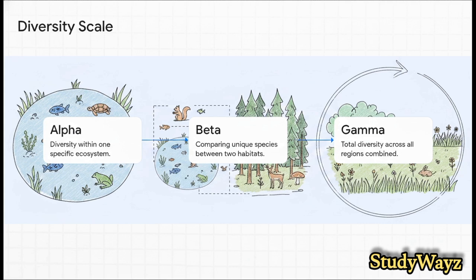And then number 3 is gamma diversity. Gamma is the big picture. The whole landscape. It's the total overall diversity across the lake, the forest, and the grassland combined. So alpha is local, beta is the difference, and gamma is the total regional diversity. Samajh aaya? It's very simple, but it is super important for your exams.